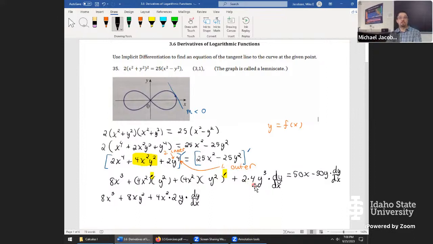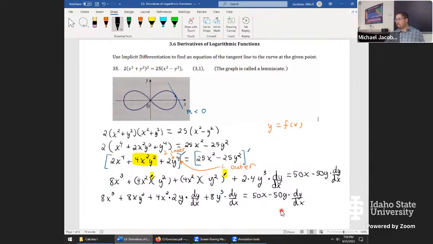Now we're pretty much just copying. I'll change that to plus 8y cubed times dy dx equals 50x minus 50y times dy dx. So now it's fully expanded. I think we've done all of our derivatives. Does everything look all right to everyone so far?